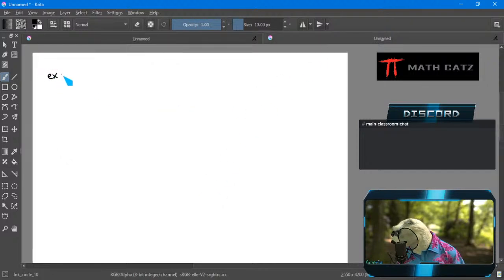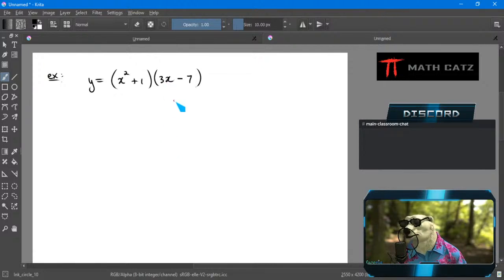For example, now there are problems, but I'm just going to make a random example. If I have y equals, what should we say, x squared plus 1 times 3x minus 7. That's a function that could come up. And I see I have these brackets multiplied together.